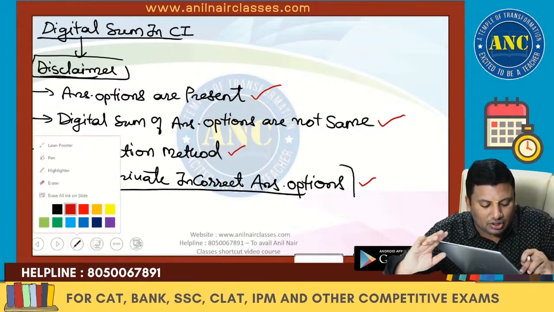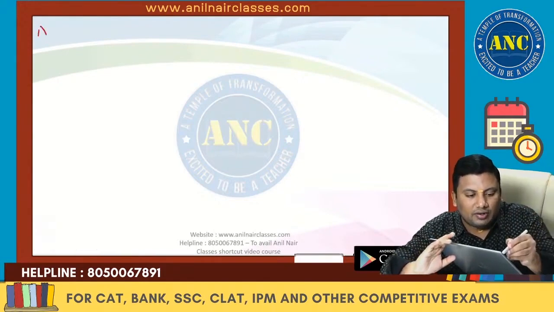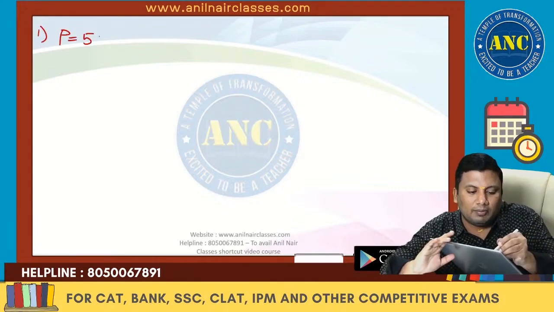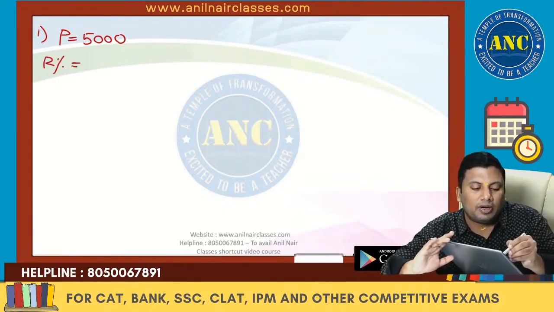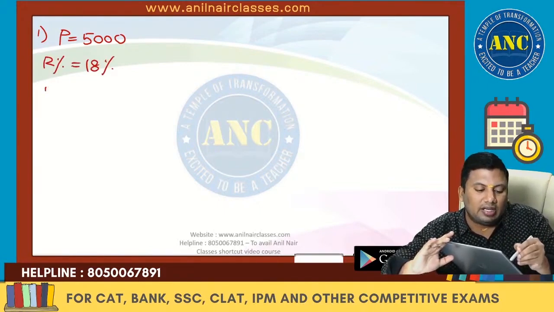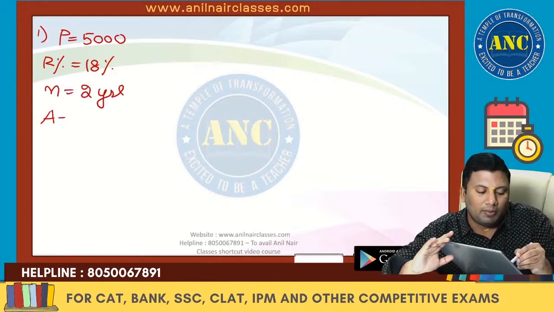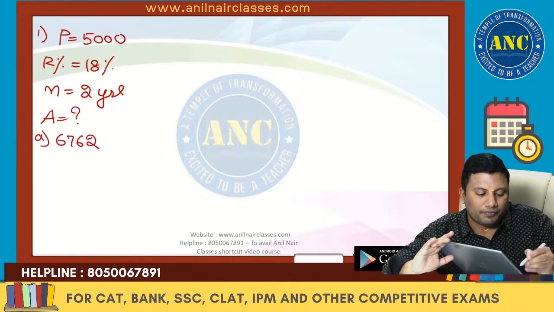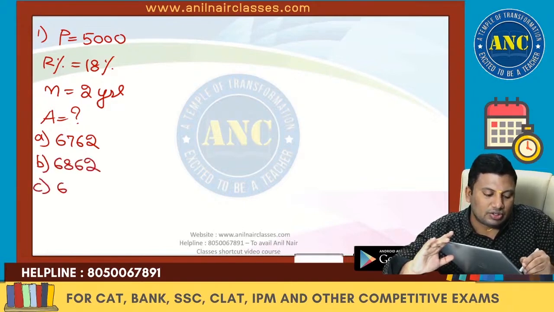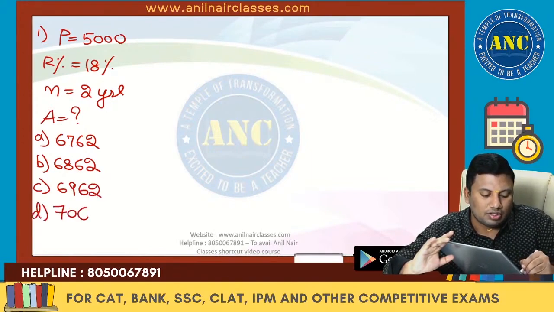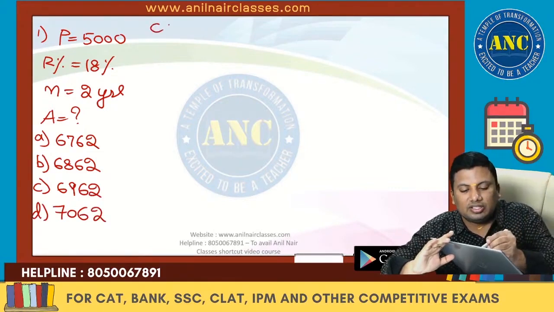Please write down the first question. P is nothing but 5,000. R percentage is nothing but 18%. N is nothing but 2 years. Amount is how much? Options: 6762, 6862, 6962 and 7062. This is in CI.